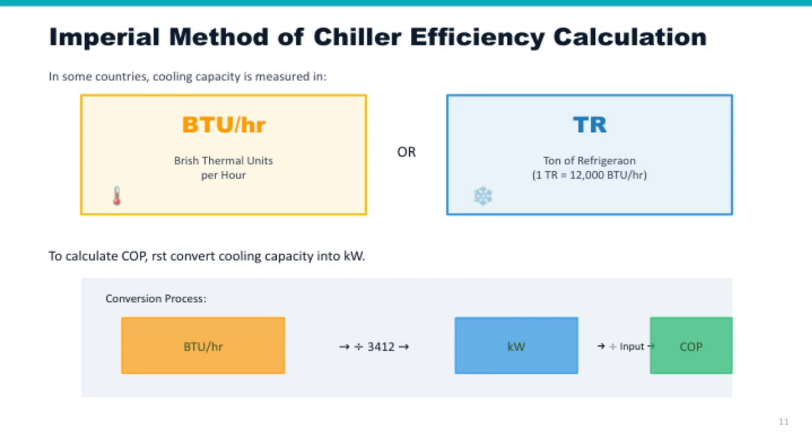Let's break down how we calculate the coefficient of performance, or COP, using the imperial method. First, we start with the cooling capacity, often given in tons of refrigeration or BTUs per hour. 1 ton of refrigeration equals 12,000 BTUs per hour. To get to COP, we convert that cooling capacity into kilowatts. Then, we use that value to complete the calculation. This process helps us compare chiller efficiency across different measurement systems.